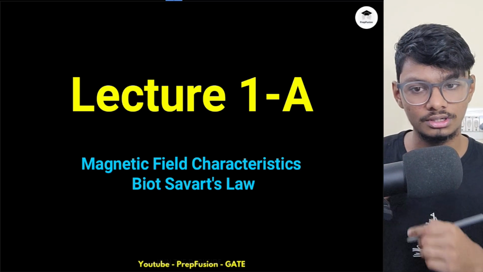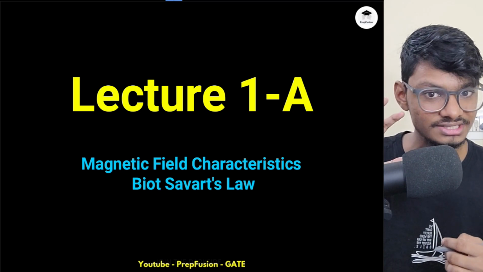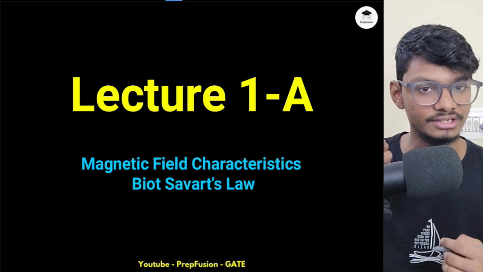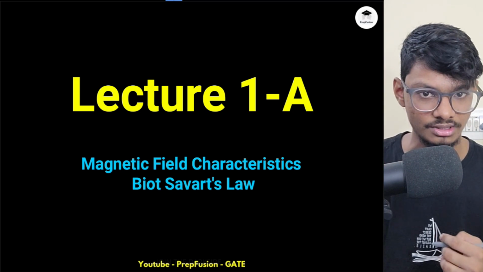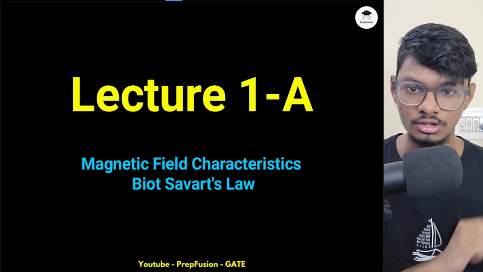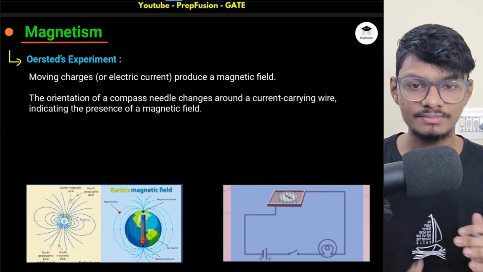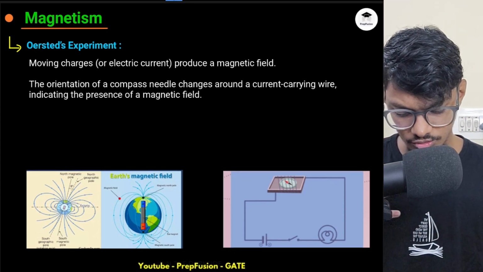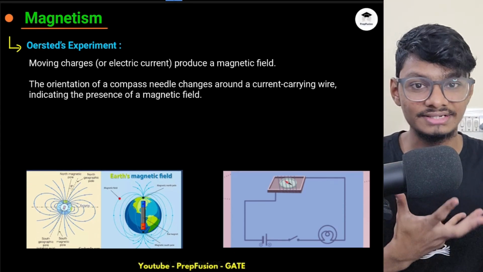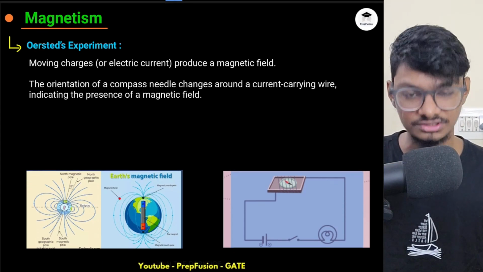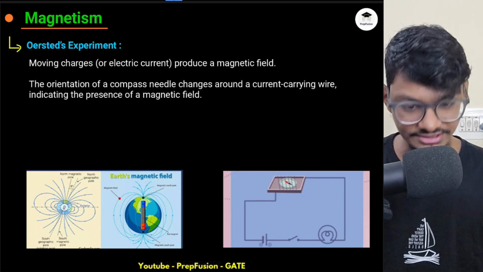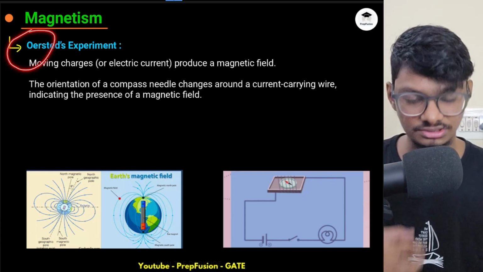We'll not study everything slowly, because a few basic fundamental concepts have been cleared with the help of chapter 2. Now we'll study chapter 3, magnetism, or magnetostatics. So what is magnetism basically? First of all, how did we identify this phenomenon? There was one person named Oersted, and he performed an experiment.